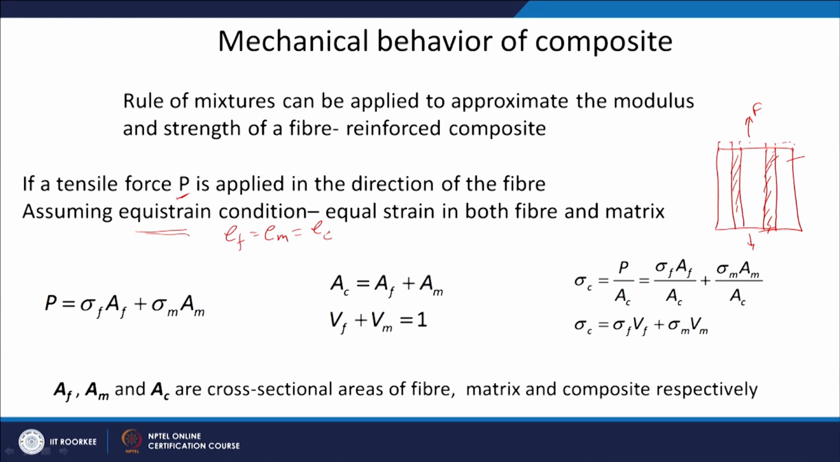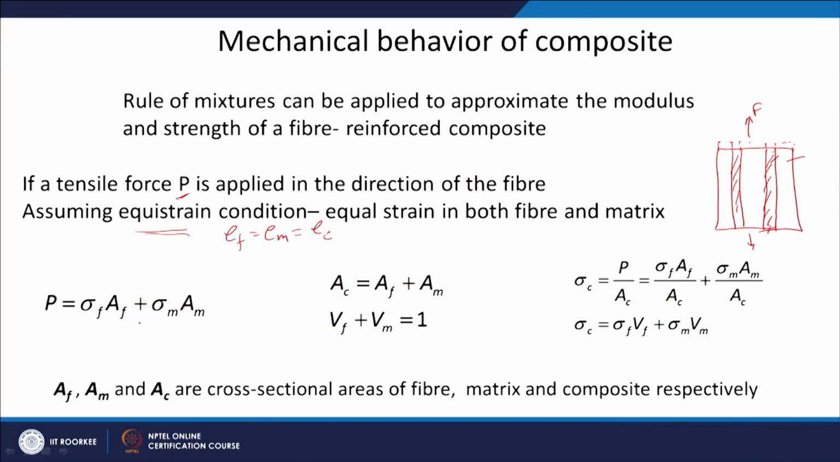So when we say this equistrain condition will be there, the force will be divided between the matrix and the fiber according to whatever area they have. The force will be divided between the two constituents, so I can write an equation like this to express the total force on the system. Now, AC, the area of the composite, will be the area of the fiber plus the area of the matrix. In terms of volume fraction, the volume fraction of fiber plus the volume fraction of the matrix will be equal to 1, the total volume.